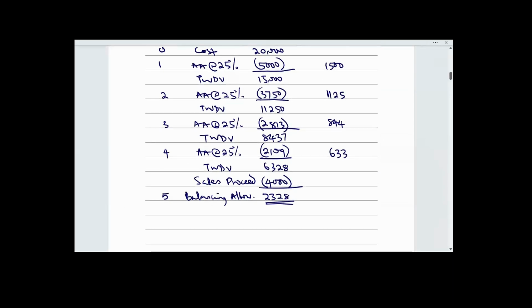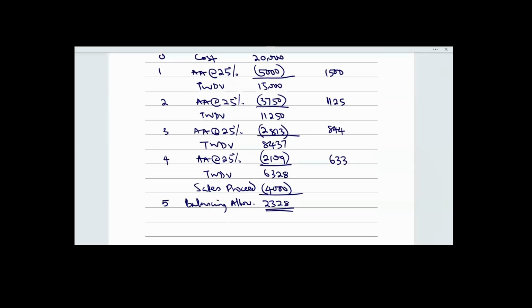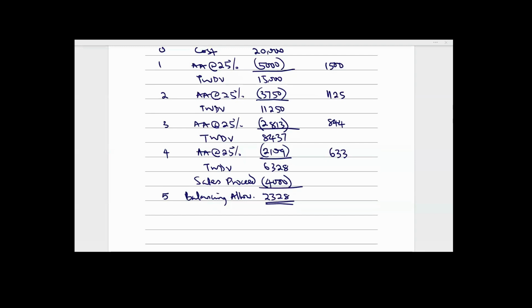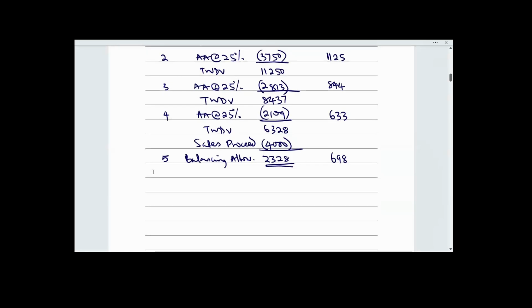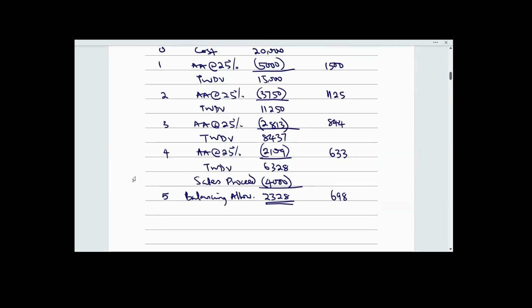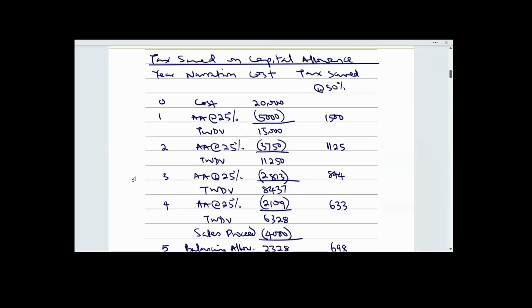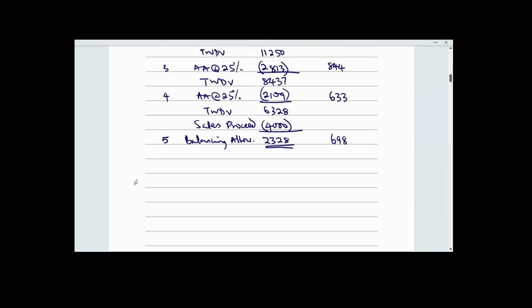Then year 5, the balancing allowance is 6,328, not 2,328. Sorry, so you multiply 30% on that, and it will give us 698. Okay, so that is that.